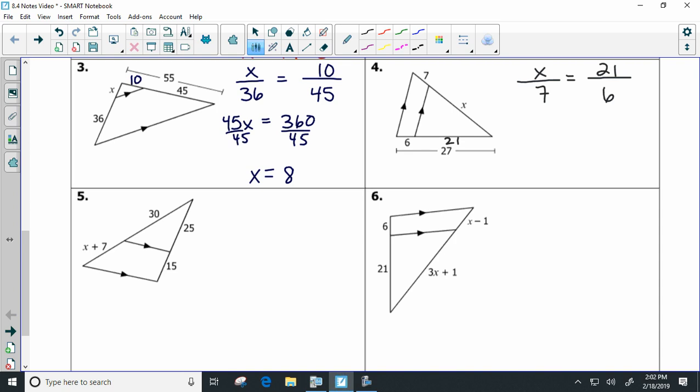All right. Cross multiply, x times 6 is 6x. 21 times 7 is 147. Divide both sides by 6. And 147 divided by 6 is 24 and a half.